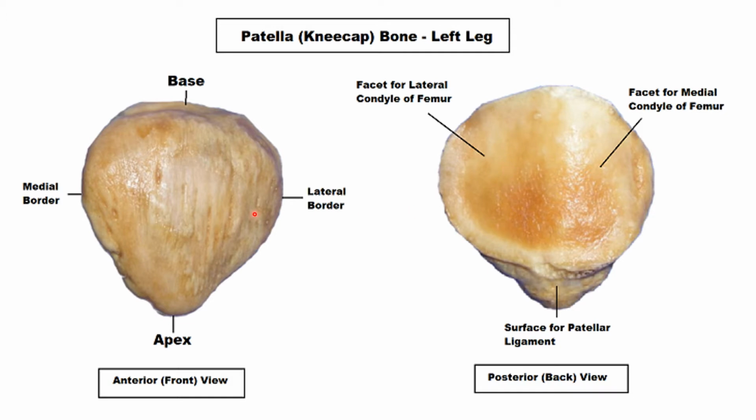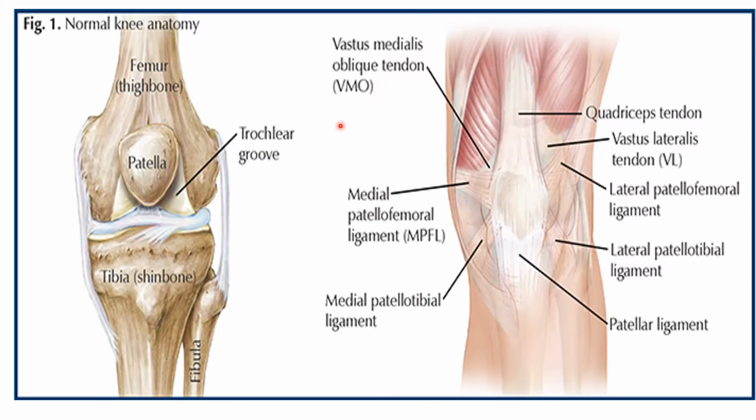Coming to the ossification of the patella, the patella ossifies from several centers that appear between the 3rd to 6th year of life. So 3 to 6 years of life. These centers fuse with one another. Let us see the attachments.